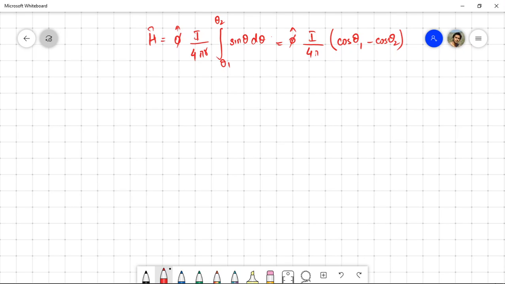What things were given to us? Small l was given to us, r can be calculated, or it was given to us because we had the observation point. So we have to convert this thing back into an expression which involves small r that was given, which involves the value of l which was given, which involves the value of I which was given.